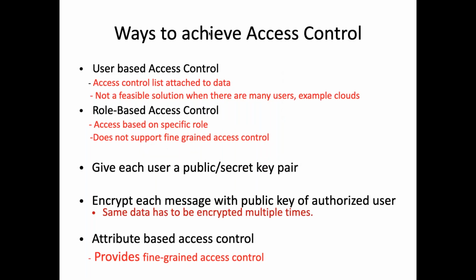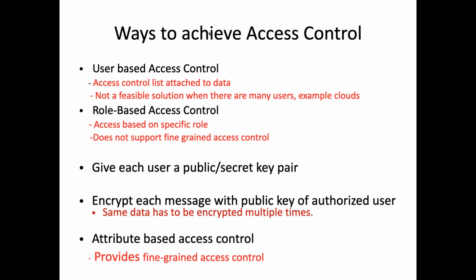So there are different ways of doing access control. One is user-based access control, where you have an access control list attached to the data, which essentially says who are the users who can access this data. We have role-based access control, where access is based upon specific roles. It is a good way of handling cases where records should be accessed only by doctors of a certain hospital, or by certain researchers or organizations, but it does not give very fine-grained access control.